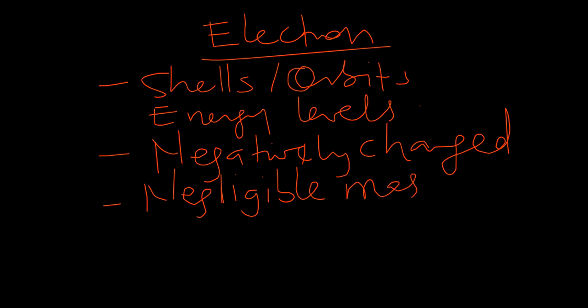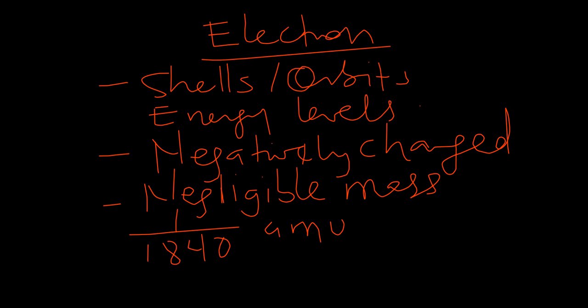What does this mean? Negligible mass simply means that the mass is so insignificant, very small, that it's closer to zero. But of course, it is not zero. In fact, the actual mass of an electron is 1 divided by 1840 atomic mass units. When you divide 1 by 1840 with your calculator, you get a number very close to zero, but it's not zero. So that's how come the electron is said to have negligible mass.